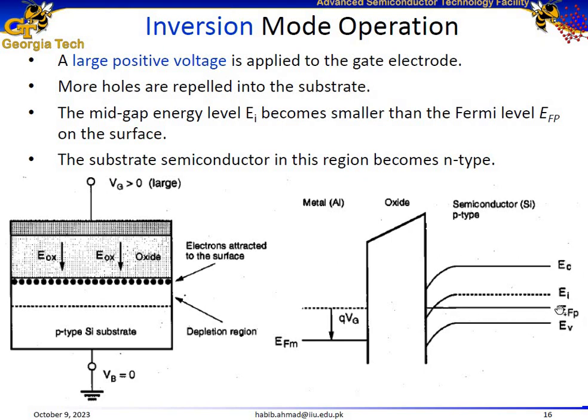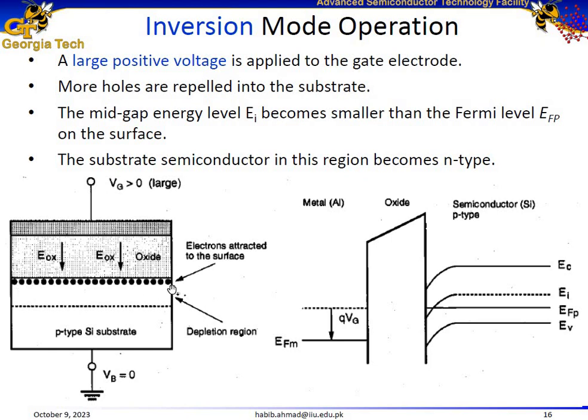Also, if we look at this energy band diagram, we see that away from the surface in the bulk region, the Fermi potential is close to the valence band, which means this is a p-type semiconductor. But at the surface, now we see that this Fermi energy level is above the intrinsic energy level, and it's close to the conduction band instead of the valence band. So if this Fermi energy level is close to the conduction band, it means that here at the surface we have more electrons now. We have majority of electrons.